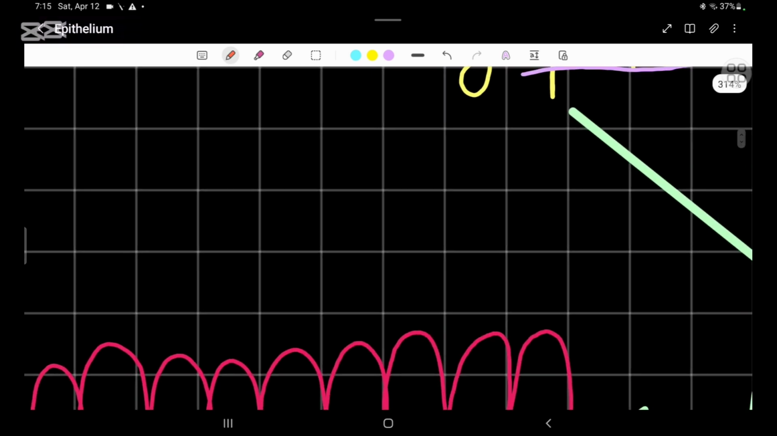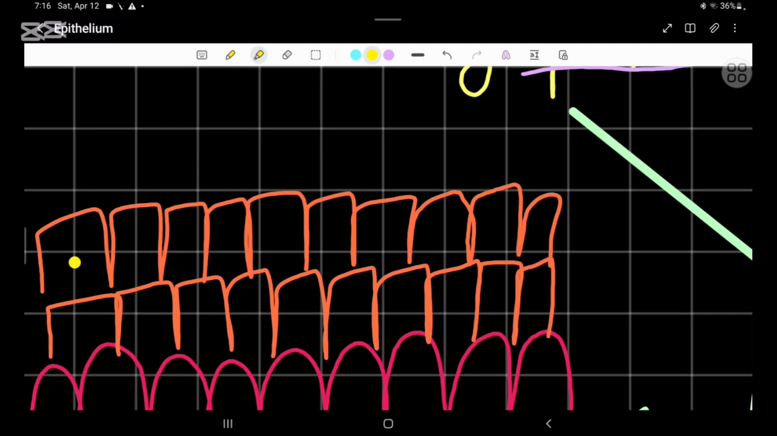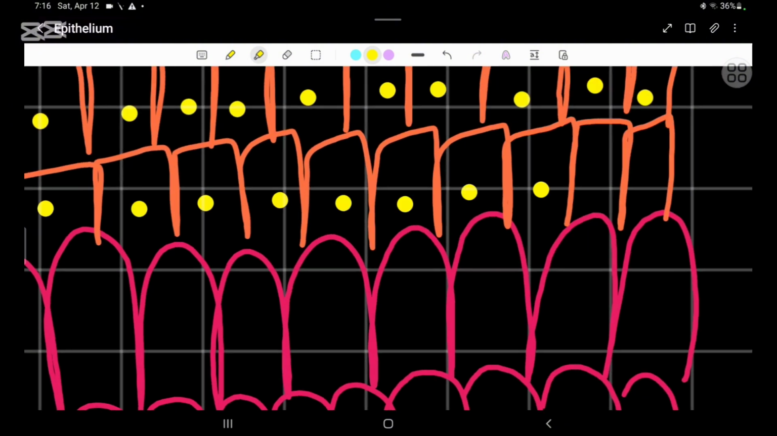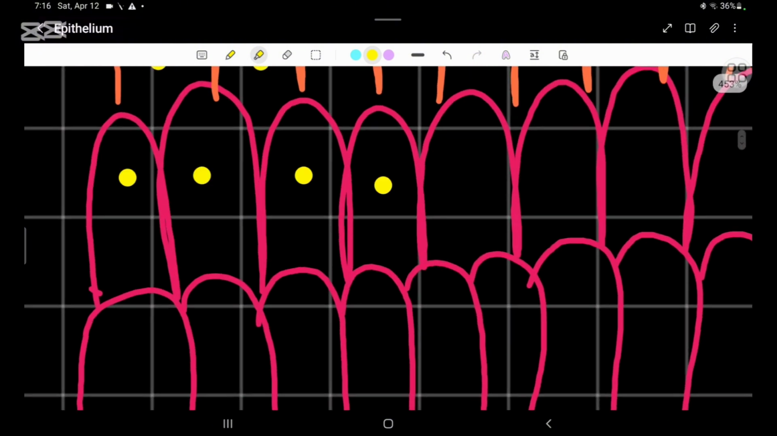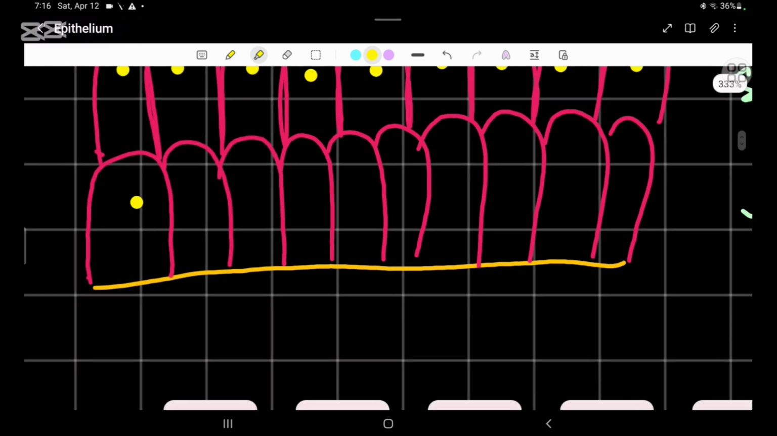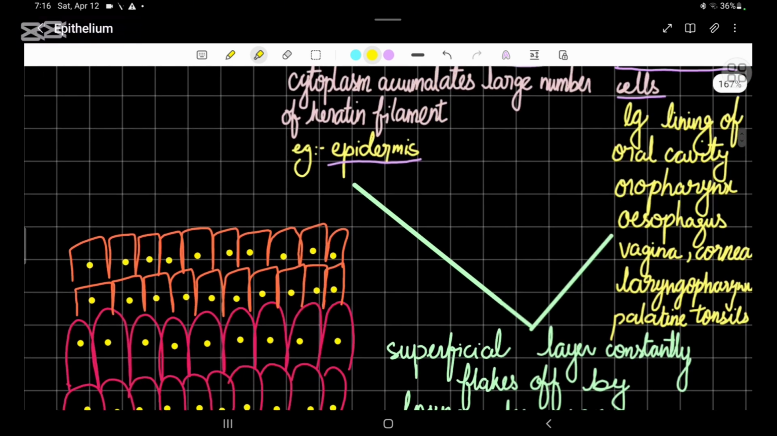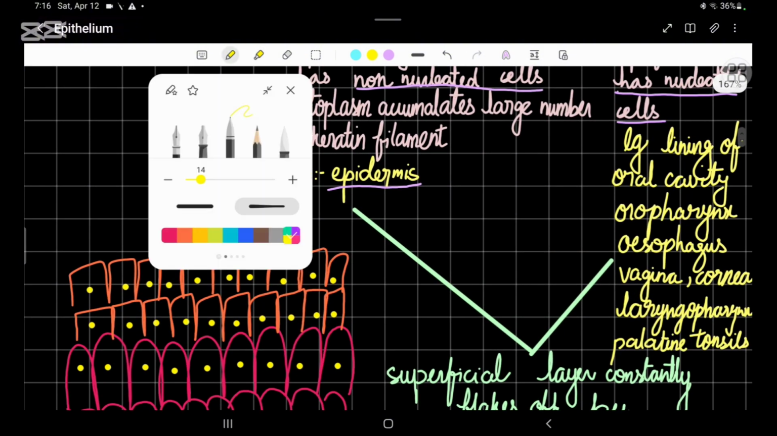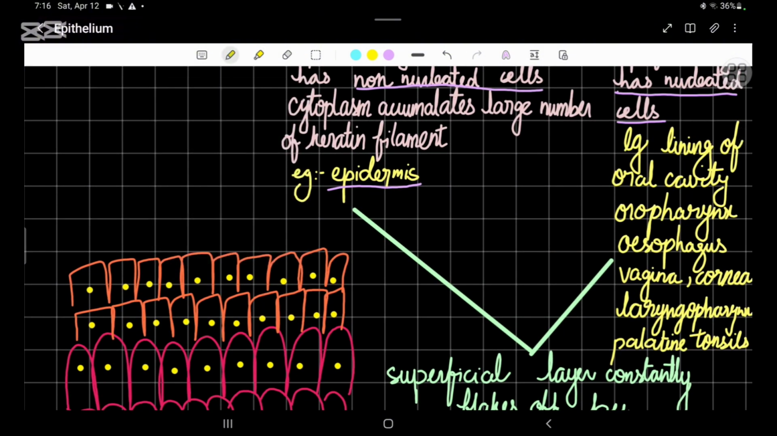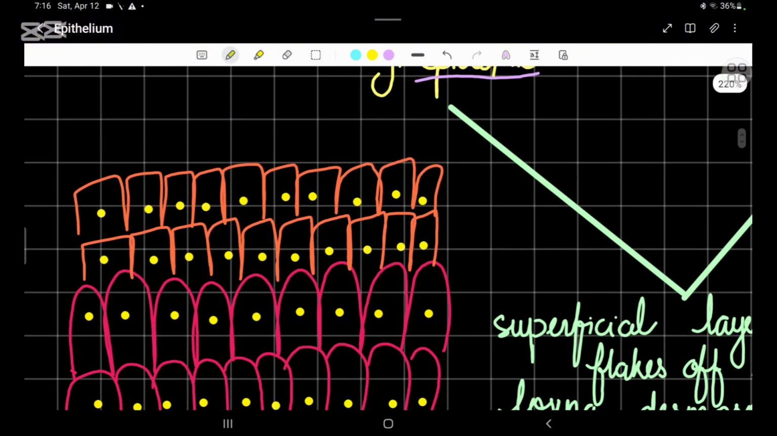Let me draw this first. I'm drawing a layer of cuboidal cells. Ignore the nucleus for now, because without a nucleus, we all know they are considered dead cells. So we need to draw the nucleus. Okay, so what's the next thing? The only thing left is that we were discussing the stratified squamous cells. How did we end up with the columnar and cuboidal cells?